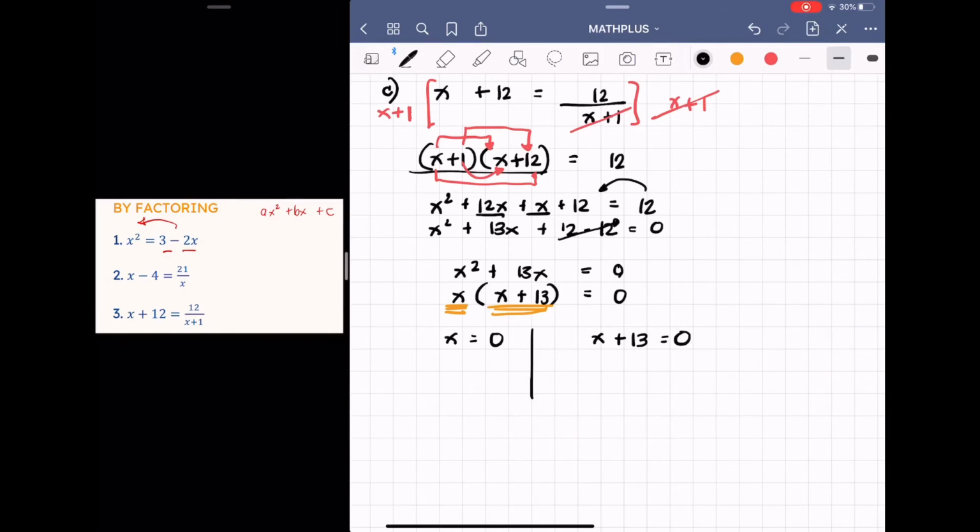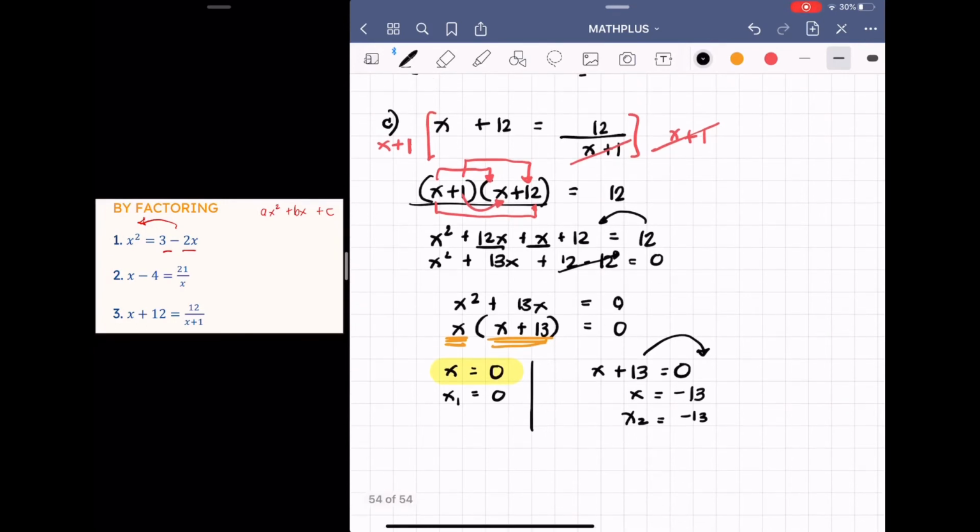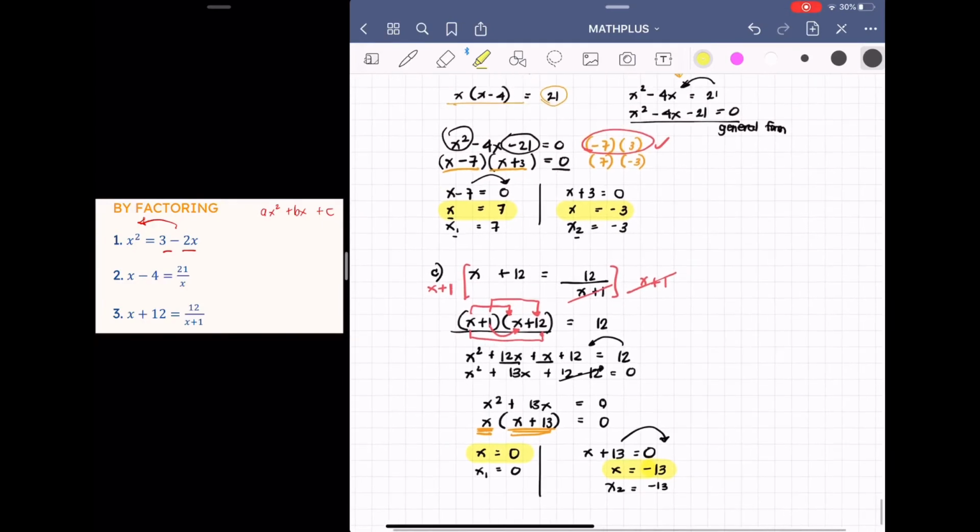On the left side, your first factor already shows you that x is equivalent to 0. This is our first root, or you can write it as x sub 1 is 0. And on the right side, of course, we transpose the constant to the right. You'll get x equal to negative 13, and this gives you your second root. Which means this equation, x plus 12 equal to 12 all over x plus 1, has the roots 0 and negative 13.